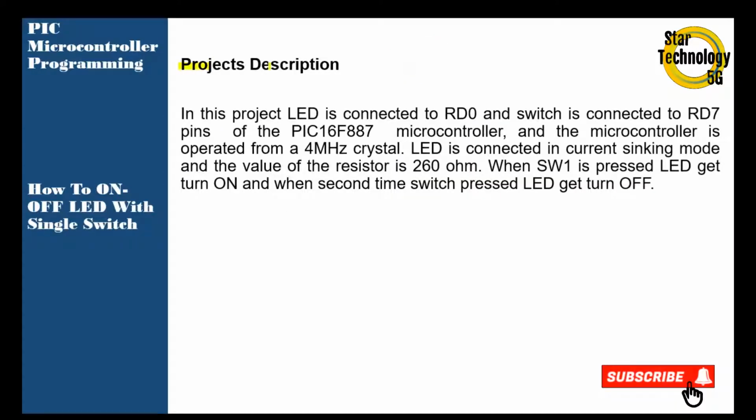Project description. In this project, the LED is connected to RD0 and the switch is connected to the RD7 pin of the PIC16F887 microcontroller. The microcontroller is operated from a 4 MHz crystal, the LED is connected in current sinking mode, and the value of the resistor is 260 ohm. When the switch is pressed, the LED gets turned on, and when the switch is pressed a second time, the LED gets turned off.